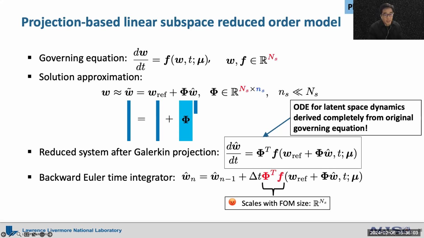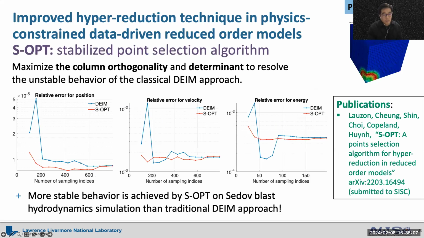But recently, we have come up with a new hyperreduction technique in order to improve the DEIM or the gappy POD types of methods by maximizing the column orthogonality and the determinant in order to improve the stability and the behavior of the classical DEIM approach.